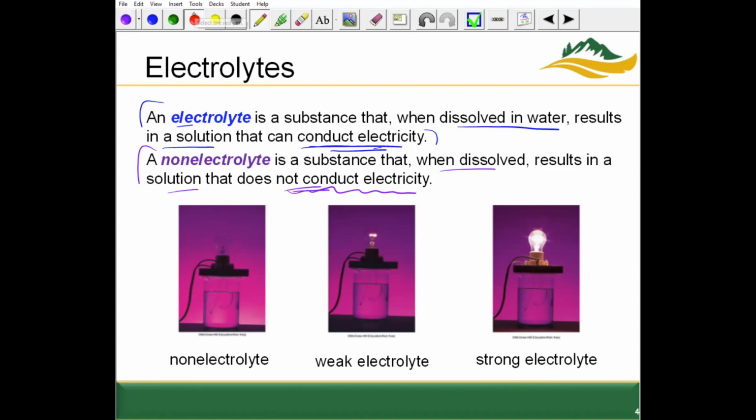Here's an example of what a non-electrolyte solution would look like. Notice we don't have any light, so this solution did not conduct electricity. Within the category of electrolytes, we do have weak and strong electrolytes. With a weak electrolyte, you can see that electricity is conducted in solution, but not nearly as strongly as for a strong electrolyte in solution. Non-electrolytes do not conduct electricity. Electrolytes can conduct electricity when dissolved in a solution, specifically when dissolved in water here.